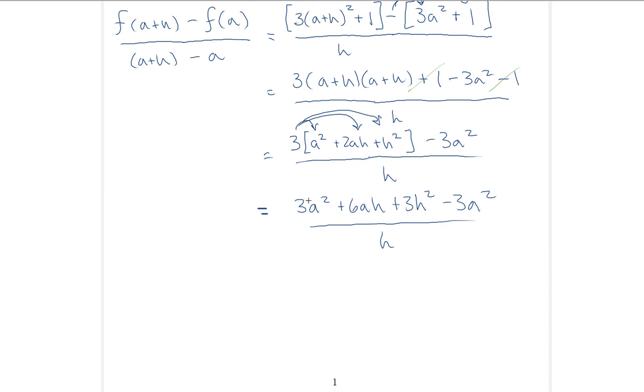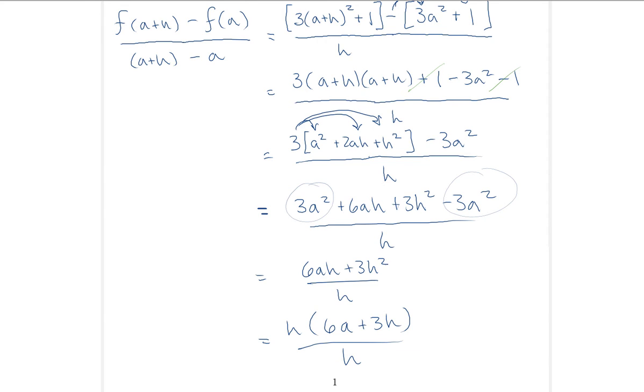Now this is really nice because we have a 3a squared and we have a minus 3a squared. So that gives us 0. And so everything that does not have an h in it goes away. And that's really good news because now I can factor a single h out of both terms on top. And that's what puts it in a position where I'm allowed to cancel out an h on top and an h on bottom because this h is being multiplied by everything else. So those can cancel out. And so my answer here is 6a plus 3h.